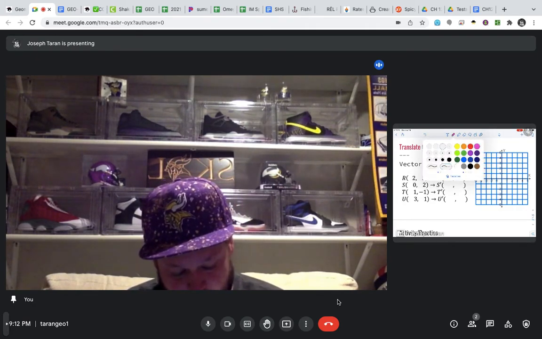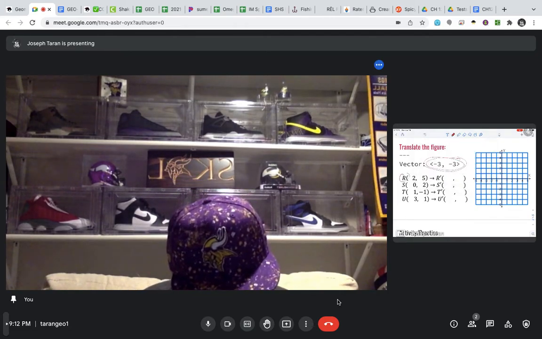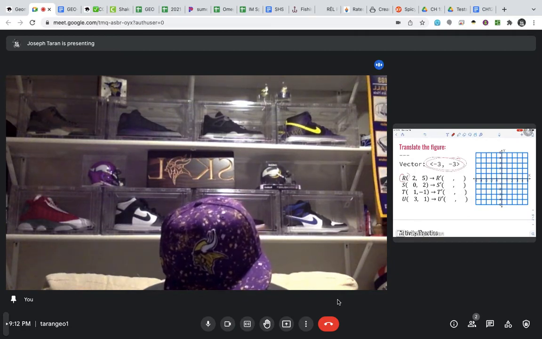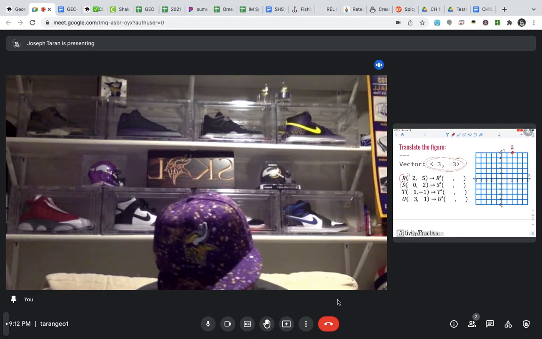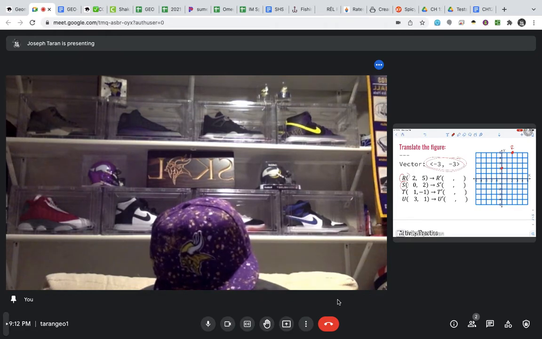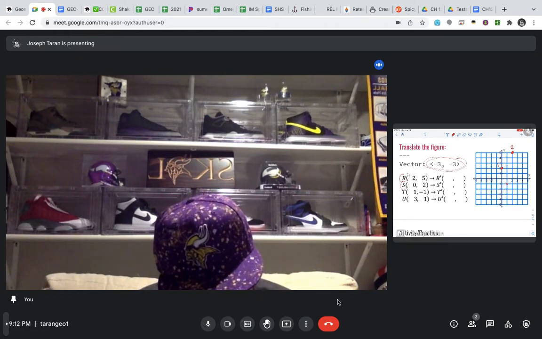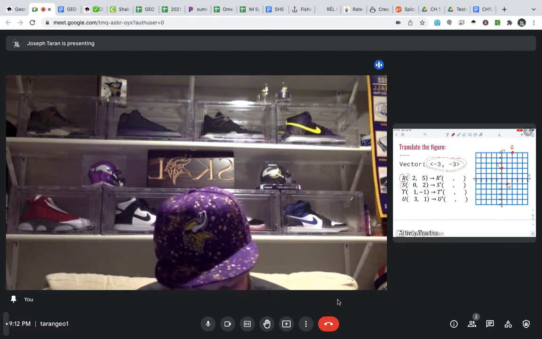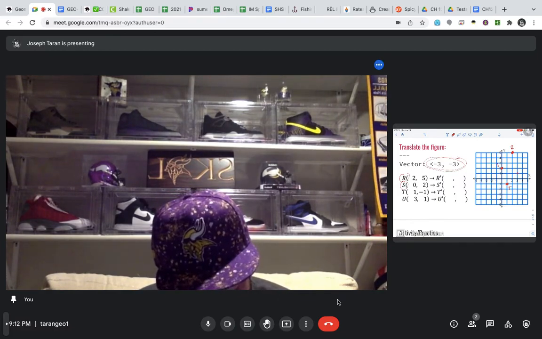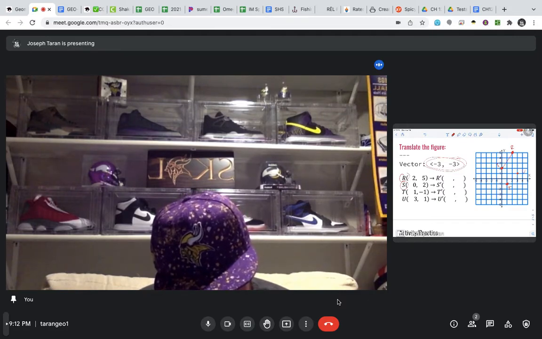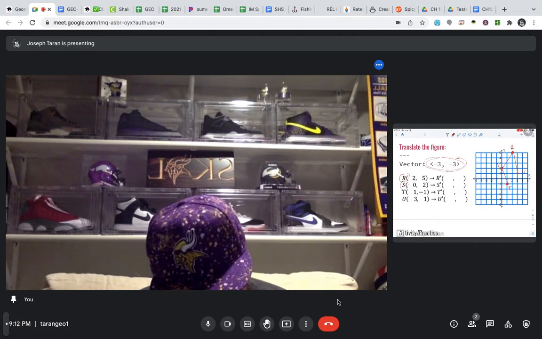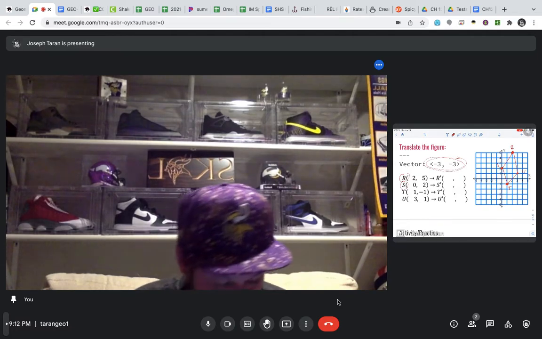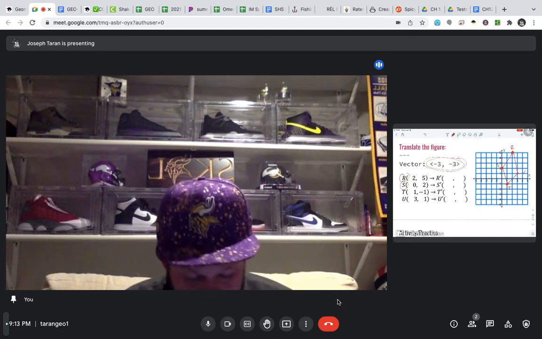Let's plot them in, let's go red. So R is at 2, 5: 1, 2, up 1, 2, 3, 4, 5. So here's R. S is at 0, 2. T is at 1, negative 1, and U is at 3, positive 1. So we have R, S, T, U.